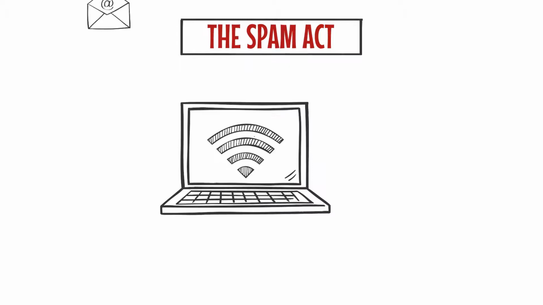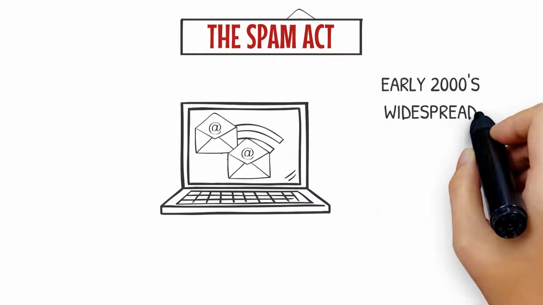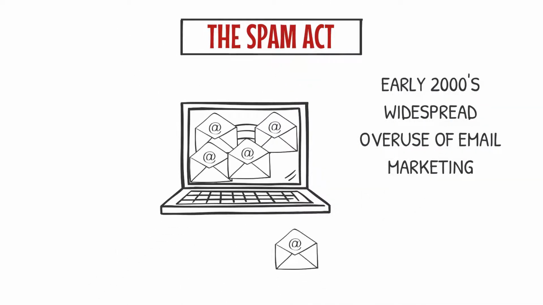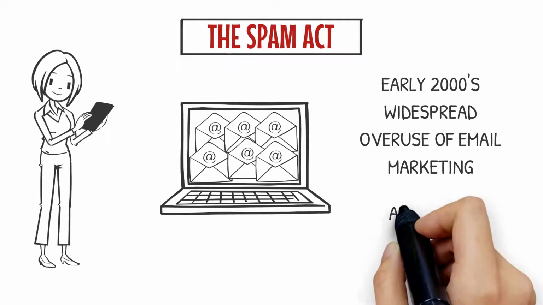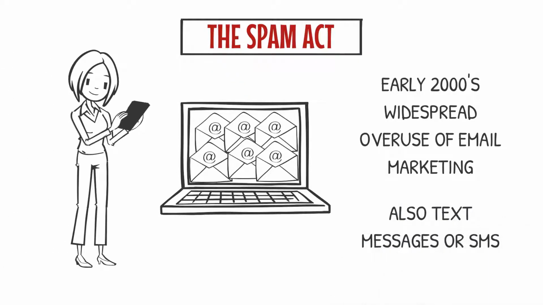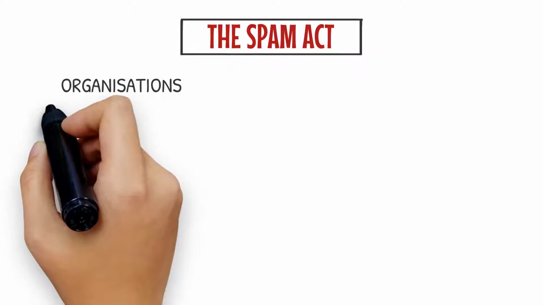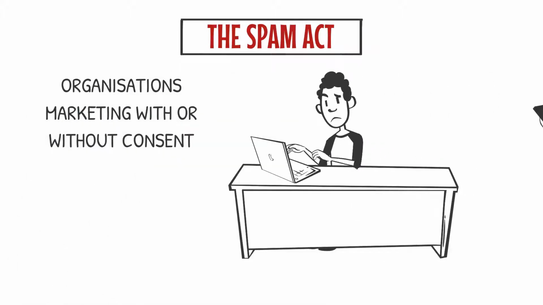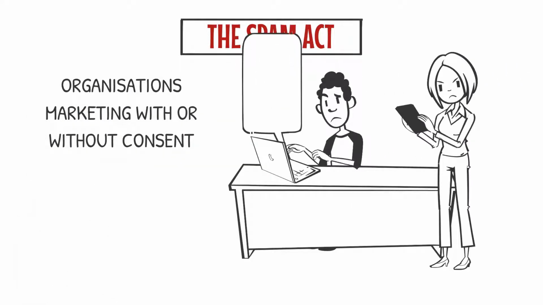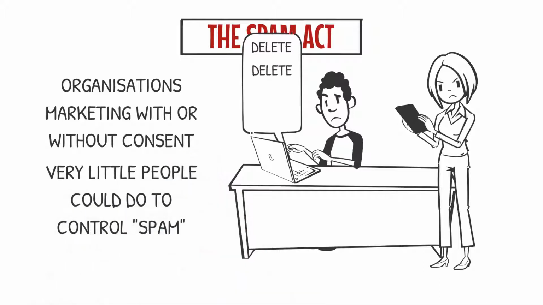In the early 2000s, as internet penetration gathered pace, there was widespread overuse of email in particular for marketing purposes, but also text messages or SMS. Organisations were marketing to email addresses and mobile numbers whether they had consent or not, and there was very little the recipients could do to prevent the deluge of spam clogging up their inboxes.